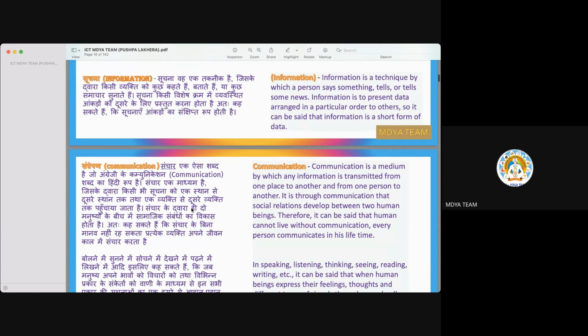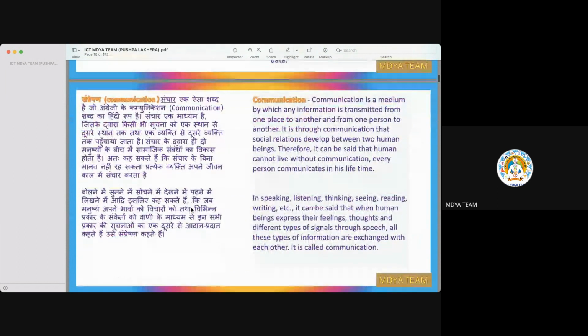And communication is a medium by which any information is transmitted from one place to another and from one person to another. It is through communication that social relations develop between two human beings. Therefore, it can be said that humans cannot live without communication. Every person communicates in his lifetime. Even birds communicate, even other animals communicate, but their communication is among themselves. We can't understand what they communicate.